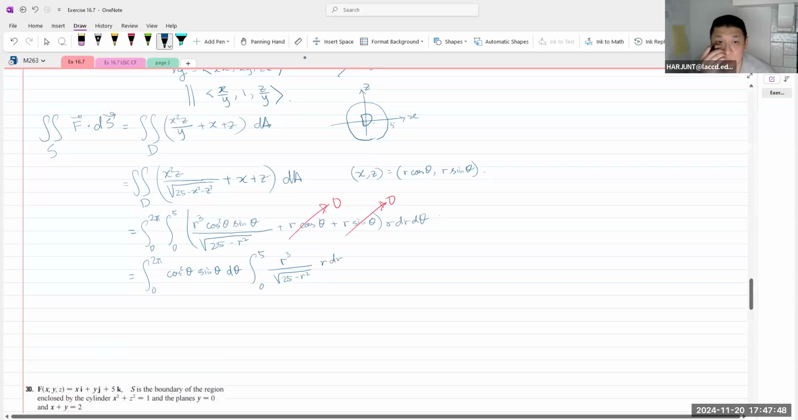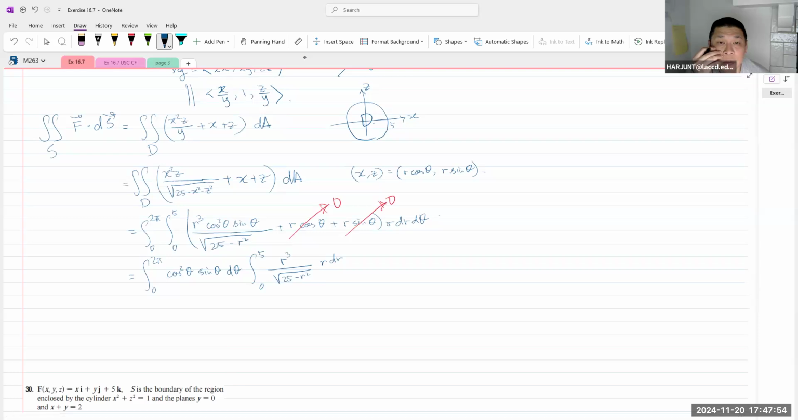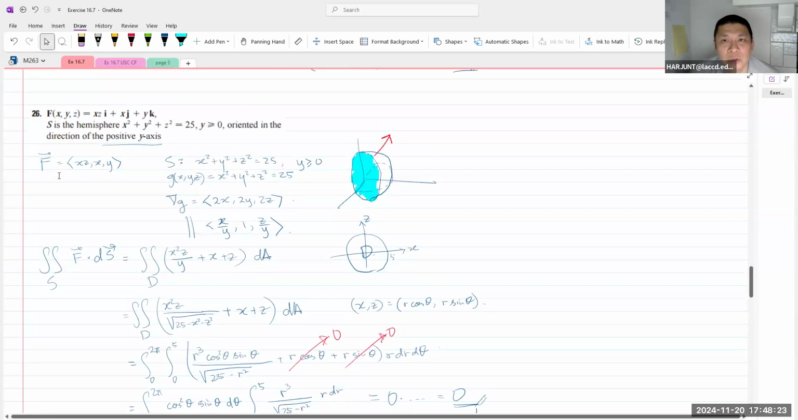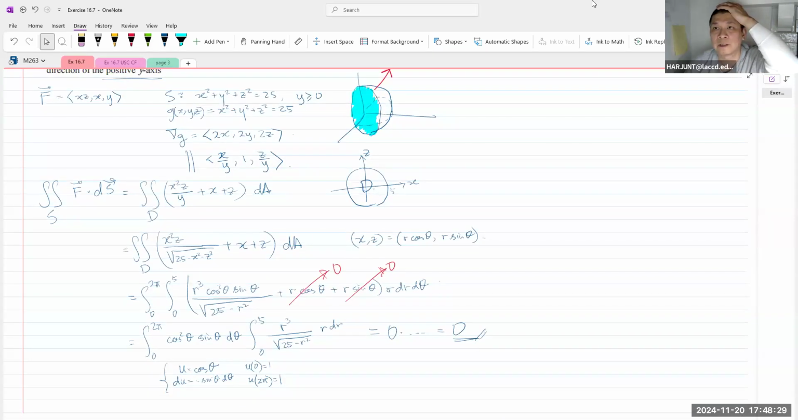Hold on, but the first integral gives us 0, huh? Don't you think so? Yeah, but since when you do substitution, u equals cosine theta, right? du is negative sine theta. I don't think that's the issue. But u at 0 is 1, and u at 2 pi is also 1, huh? Okay, so this is 0 times something, which is 0. I hate this part. It's like we work so hard to get a 0. That's for number 26.